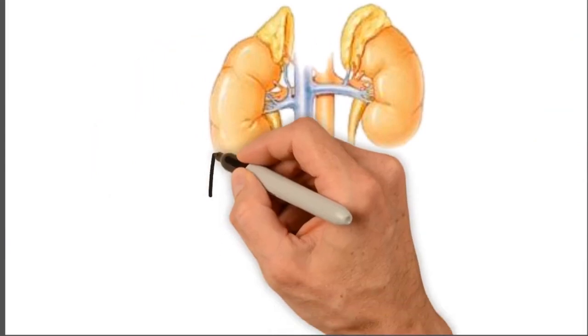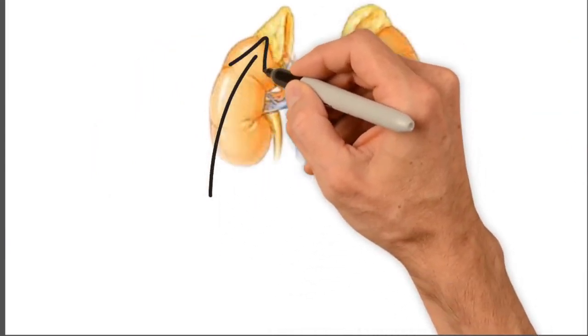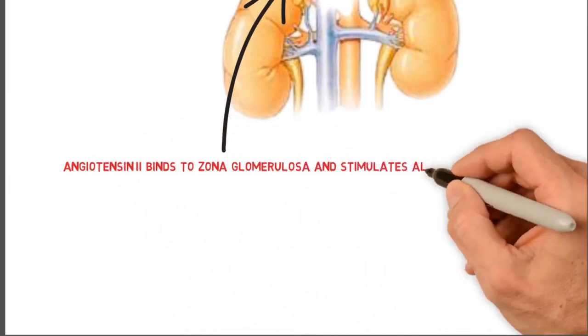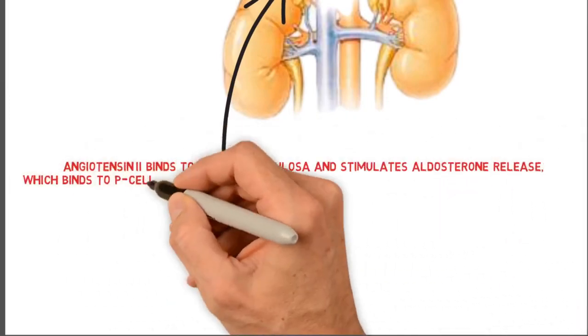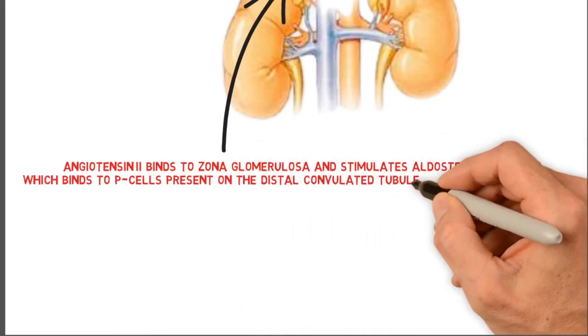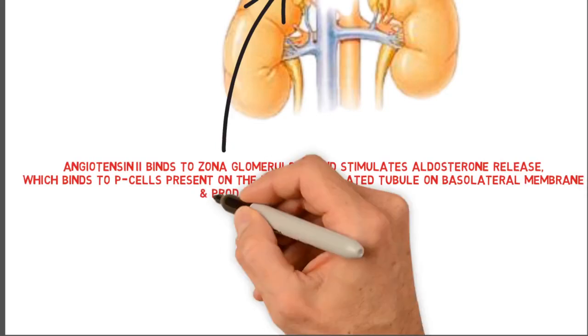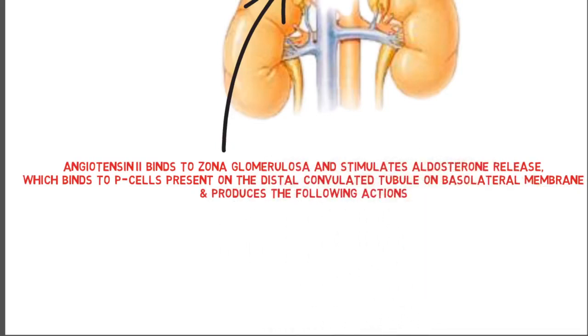Moving on to the second type of receptors, which are specifically present on the adrenal gland. To be more precise, they are present on the zona glomerulosa. Once angiotensin 2 binds to it, it stimulates the release of aldosterone. This aldosterone binds to a special type of cells called principal cells, or P cells, present on the distal convoluted tubule on the basolateral membrane, and causes the following actions.